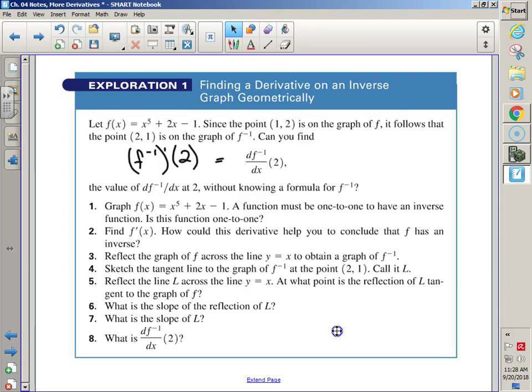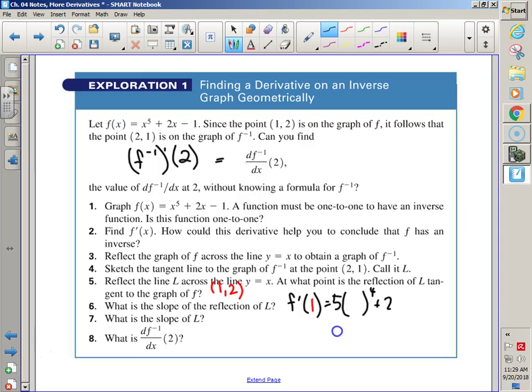Isn't the slope of the tangent line just the derivative? Didn't we already find the derivative? So couldn't I just say this is f prime of, what was the point that we just said it hit? (1, 2). So couldn't we just plug in 1? And wouldn't that be 5 times 1 to the 4th plus 2 times 1? So plugging in 1, don't I get 7? Right?